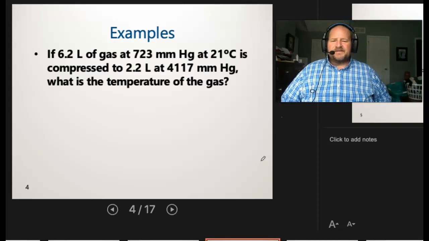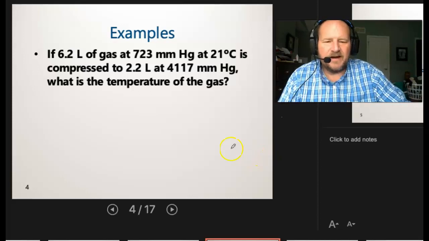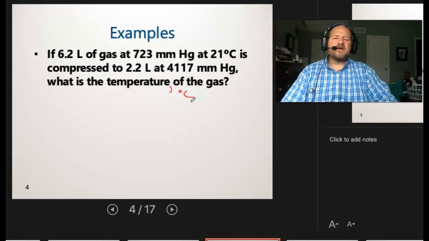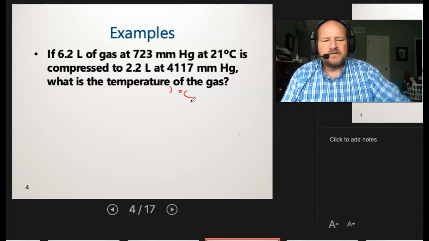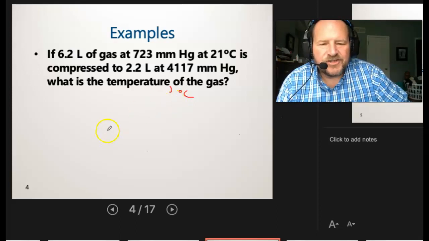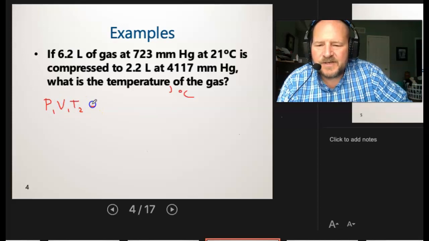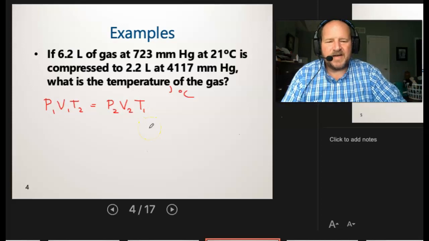If 6.2 liters of gas at 723 millimeters of mercury at 21 degrees C is compressed to 2.2 liters at 4,117 millimeters of mercury, what is the temperature of the gas? And again, I want that in degrees C. But we have to do the work in Kelvin. All right, so pause your video, give it a shot. Before you pause, remember it's going to be P1 V1 T2 is going to be equal to P2 V2 T1. And again, I would pause right about here.